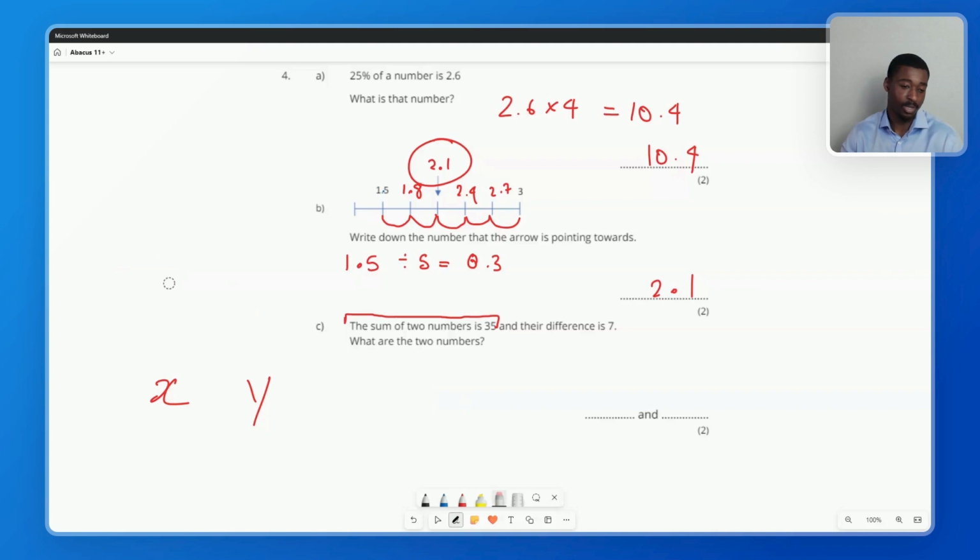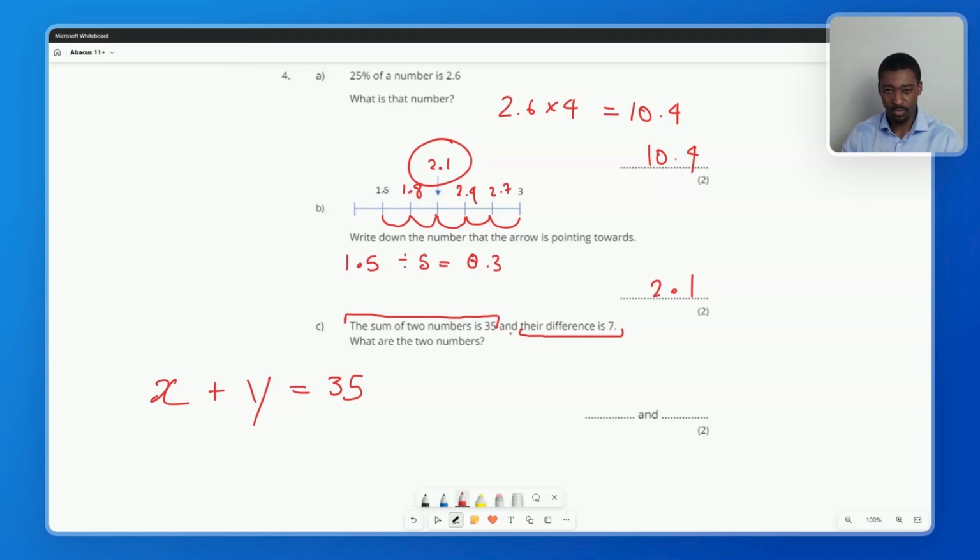It could be any numbers. It could be 10, it could be 5, it could be 2, it could be whatever. Just that for this question, we're going to call it X and Y. It helps us. So X plus Y, these two numbers we're talking about, equal 35. And then their difference is 7. How do we turn that into maths?